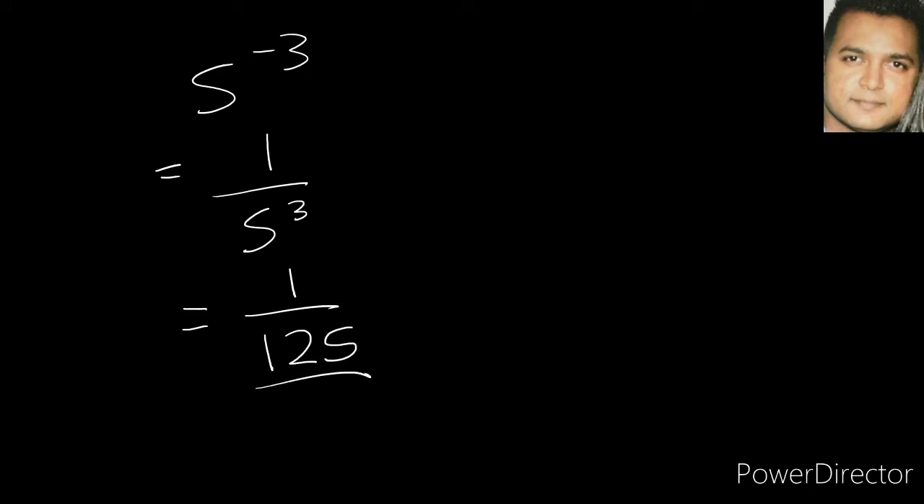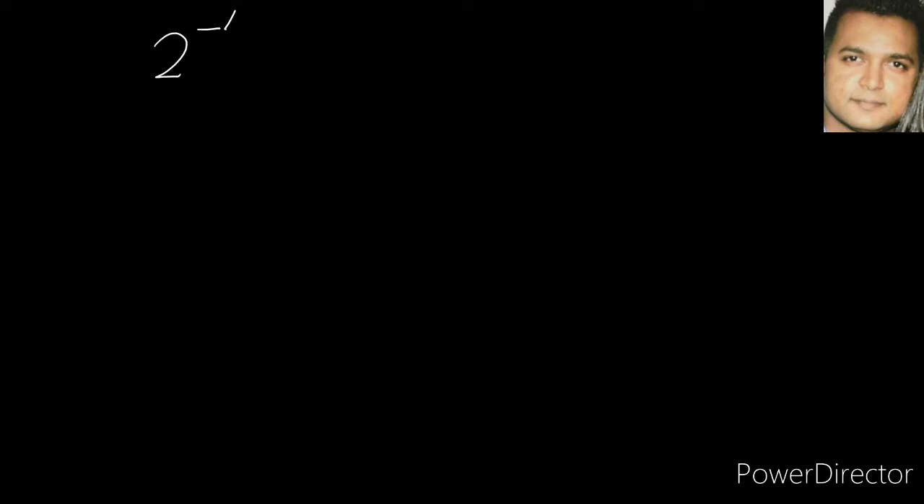5 to the minus 3 is equal to, we know this to be 1 over 5 to the positive 3. All we just do is change the sign, and our answer would be 1 over 125.